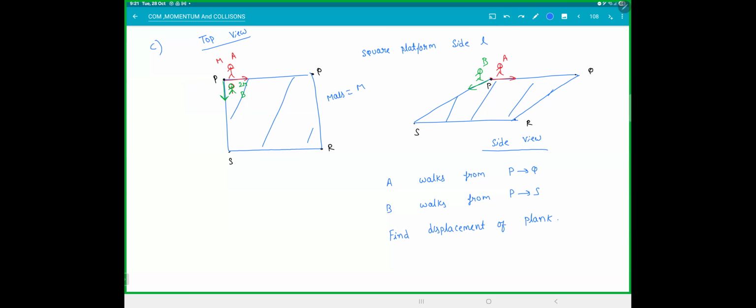If you're getting confused seeing the whole thing, then do one thing. Let one person walk at a time. First, let only A walk, then let only B walk. So this is how I would do it. First, I'll assume only A is walking.